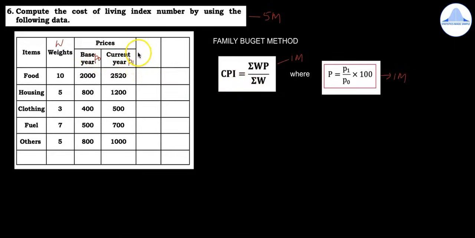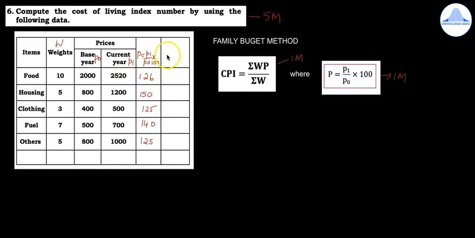So the first step is to calculate capital P, which is P1 by P0 into 100. So don't make any mistake here. Write the formula for capital P correctly so that you will get 1 mark, and do the calculations also correctly. So it is 2520 divided by 2000, that will be 126. The next one is 150, then 125, 140 and 125.